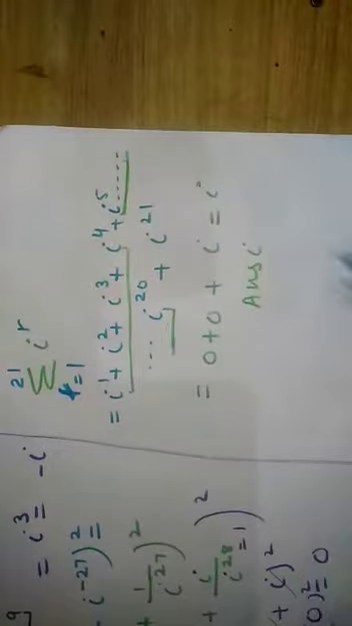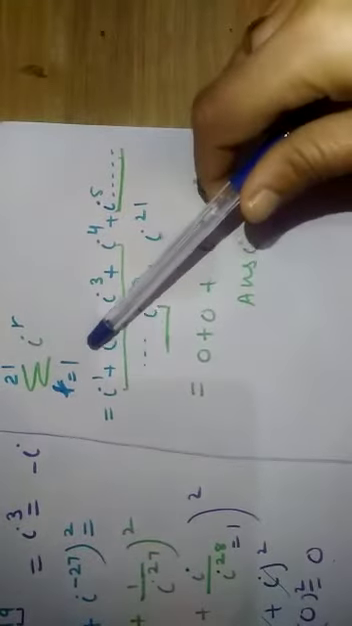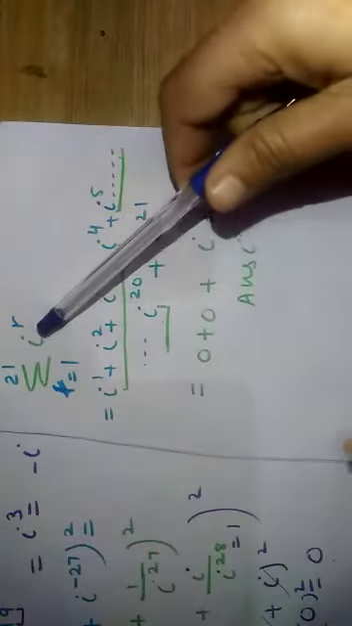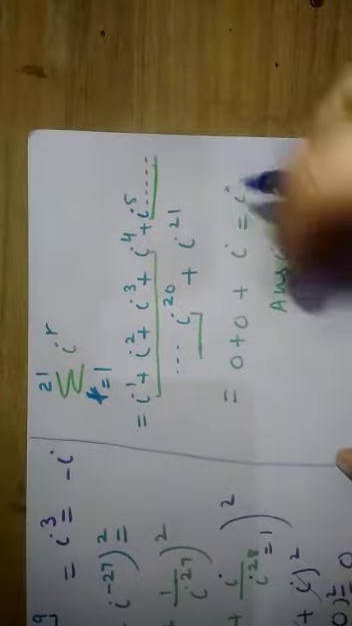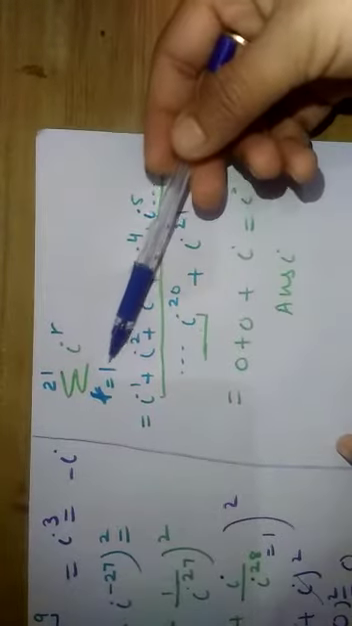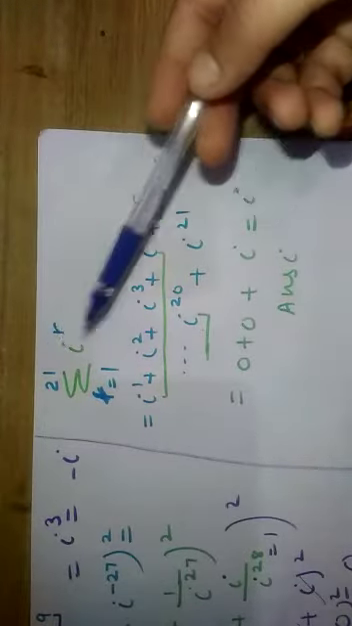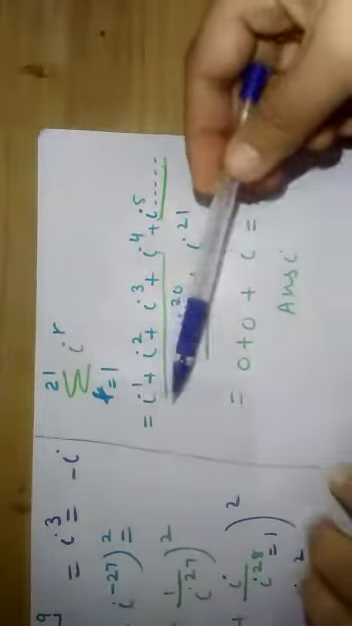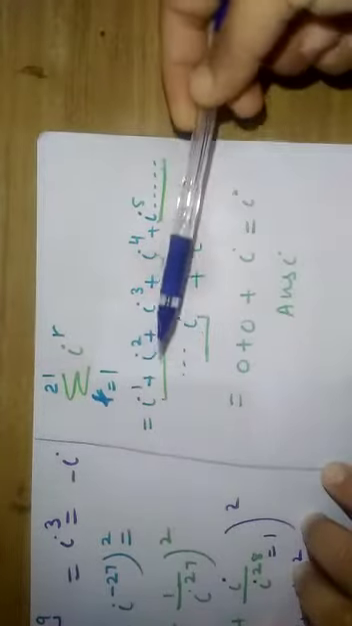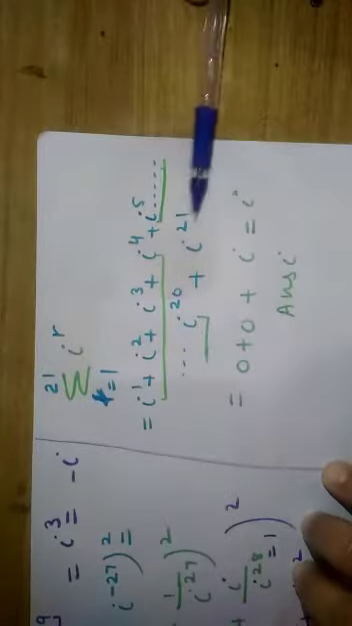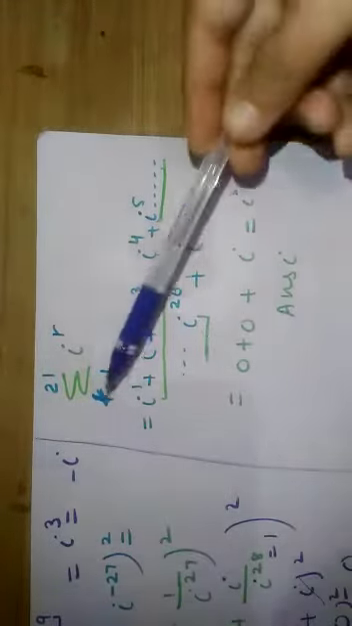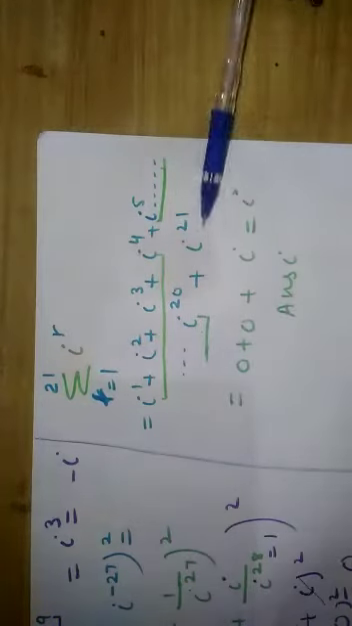Let's solve one more example. In this example, the summation of iota raised to power r, where r is general and it varies from 1 to 21. So let's write it and see how to solve it. I will write iota raised to power 1, iota raised to power 2, and in this way I write up to 21, as r goes from 1 to 21.